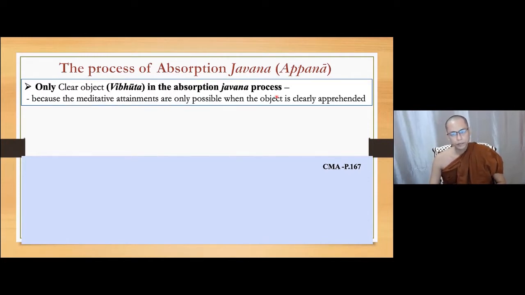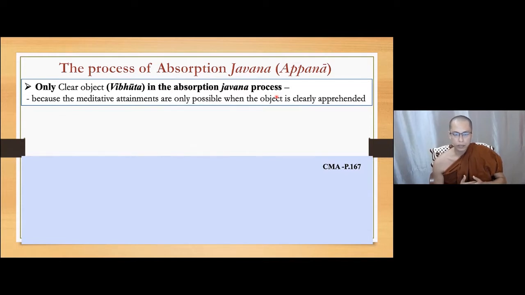But in the previous lesson, we studied that the process of the clear object is with registration, and the process of the obscure object is without registration, ending with the javana. But in this case, there will be no registration in the process of appana jhana, the absorption jhana.